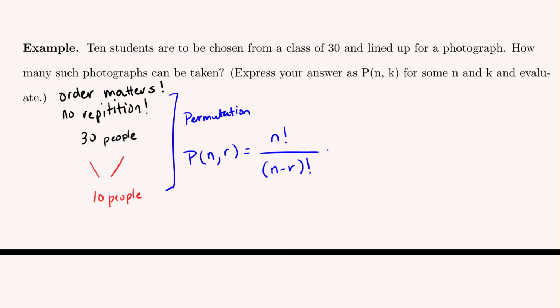N is always the larger starting number, so it's looking at the permutation of 30 people, selecting only 10 of them. And then take a moment to write out the formula if you know that n is 30, r is 10. I recommend you pause the video, write out the formula, and then unpause.